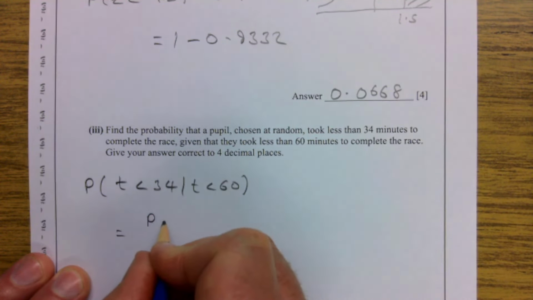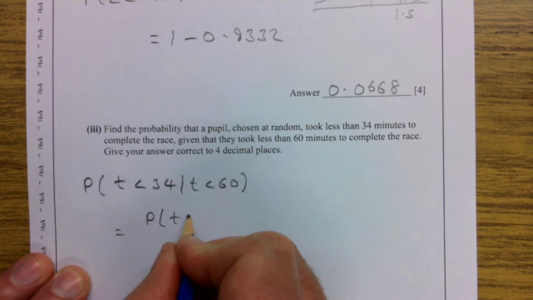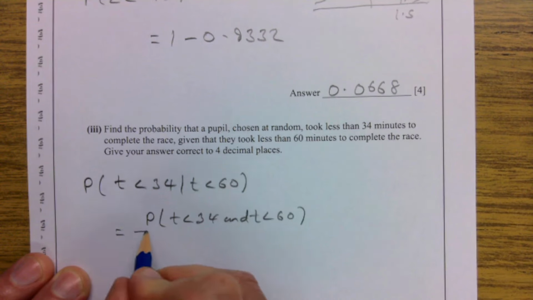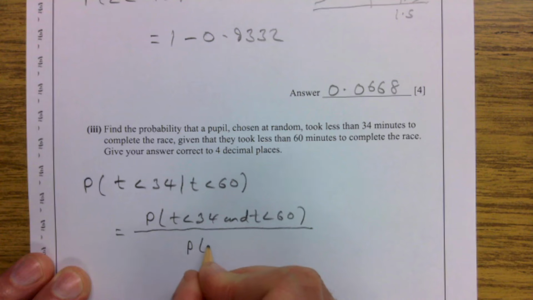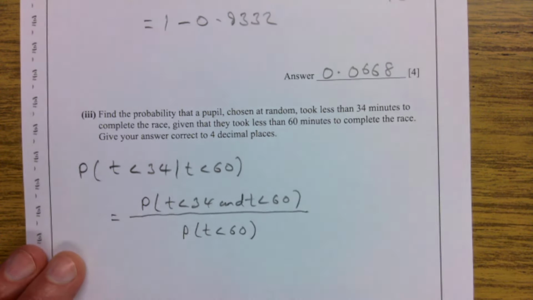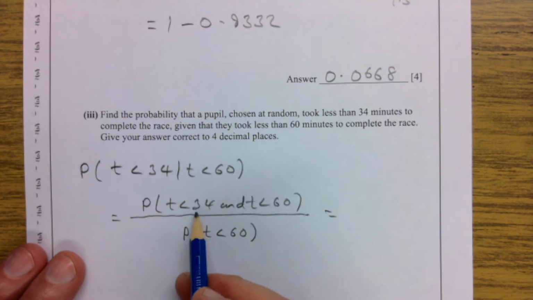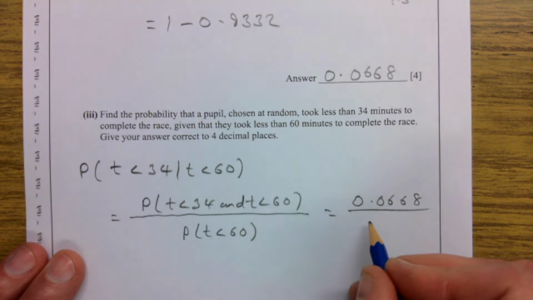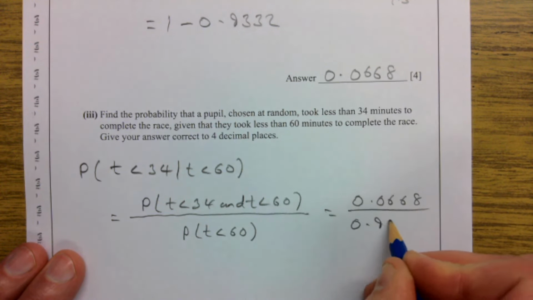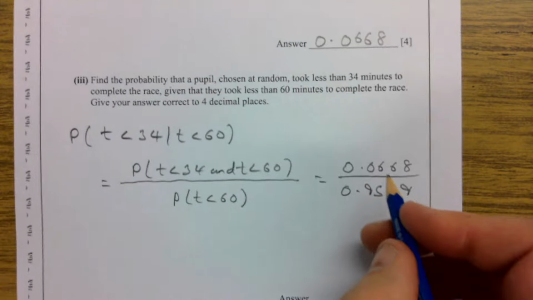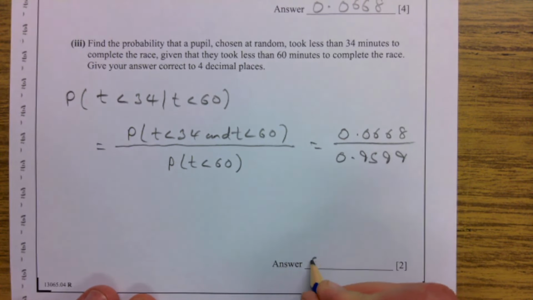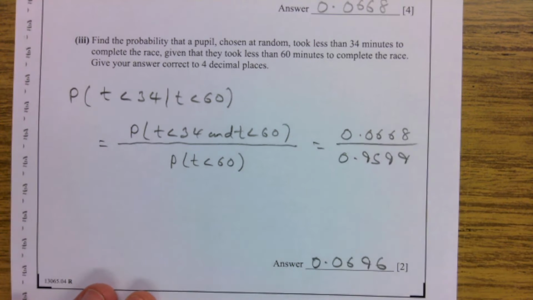So that's going to be the probability that it is less than 34 and less than 60. This is kind of almost using the formula here. All over the probability it is less than 60. So if the time is less than 34 and the time is less than 60, it's just the same as being less than 34. So that's the answer from above, 0.0668. And then the probability less than 60, that was our answer to part one, so that's 0.9599. And again, put that into your calculator. This divided by this, and you get 0.0696. And that's us finished.